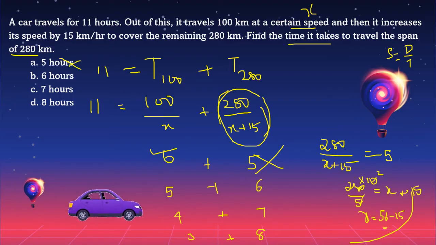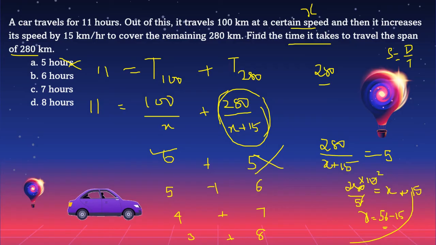So if it is 6, then this has to be 5. Yes, 100 by some number can be 5. If 100 by some number is going to be 5, what is that? 100 by x is equal to 5, and then x should be equal to 20. So if I substitute 20 here, 20 plus 15 gives me 35.